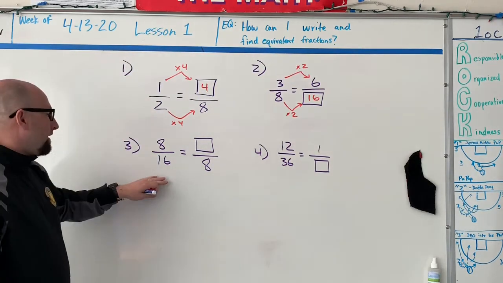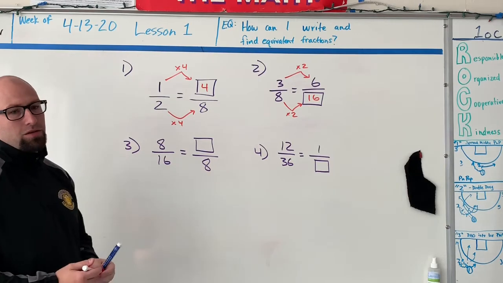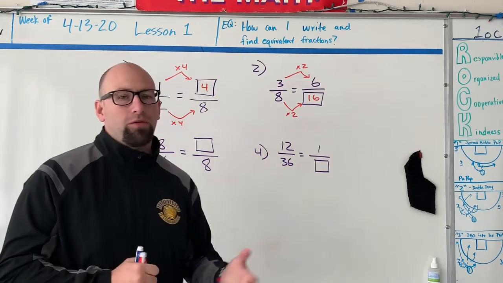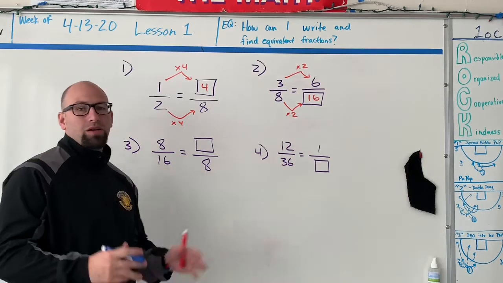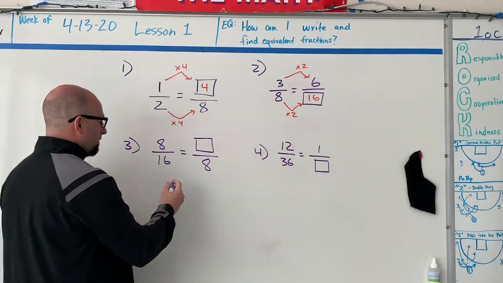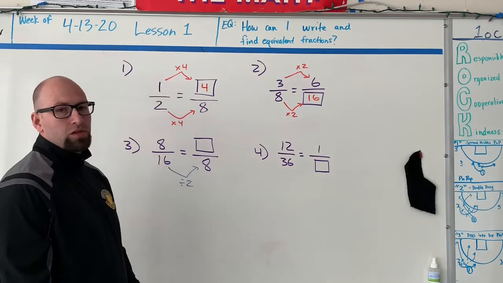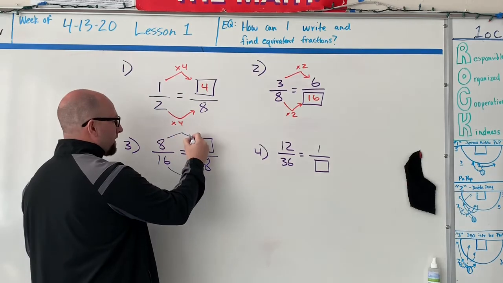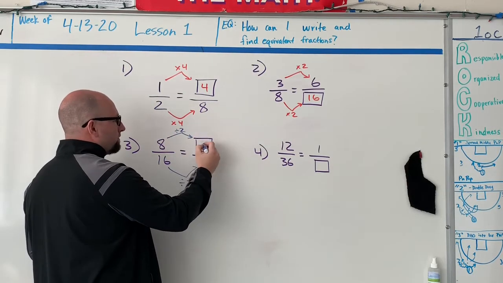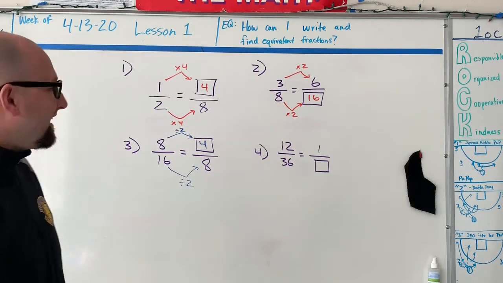All right, now here we're getting smaller. So we go from 16 to 8. Instead of multiplying, we're actually going to divide. So 16 divided by some number is going to equal 8. And we know 16 divided by 2 equals 8. So whatever you do to the bottom, do to the top, so it's equivalent. So right here, we're going to divide by 2, and we get 4. So 4/8 is equal to 8/16.